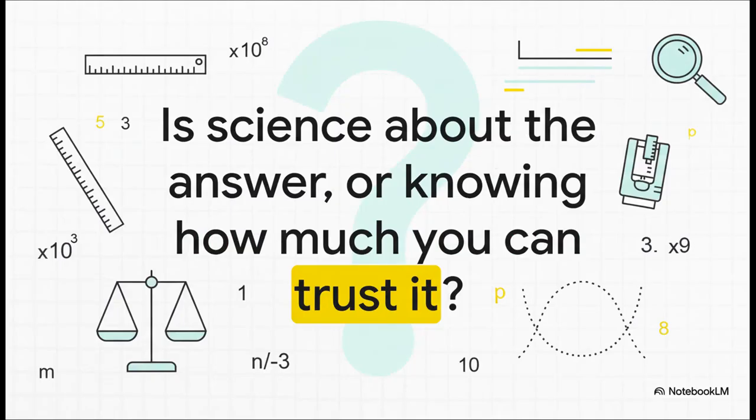How much of science is really about finding an answer, and how much of it is about knowing exactly how much you can trust that answer? When you master things like prefixes and standard form, you're not just learning how to make calculations easier, you're learning the very heart of the scientific method, understanding not just what we know, but how well we actually know it.